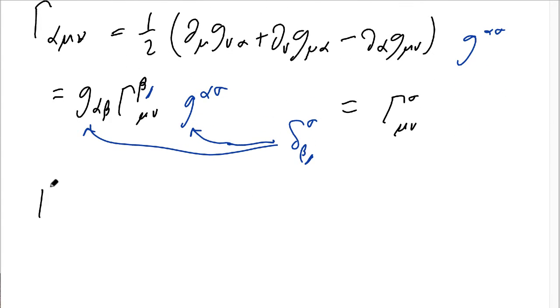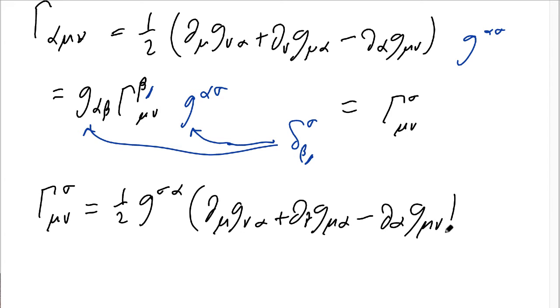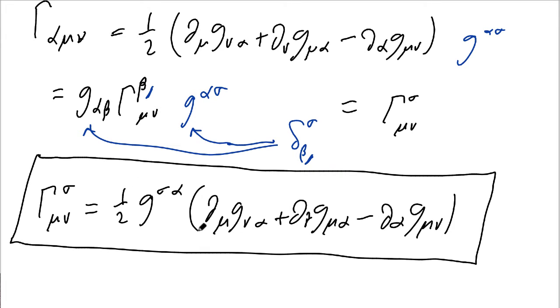Okay, so let's put all that together. We find gamma sigma mu nu is equal to 1/2 g, I'll write that term first, and since the inverse metric is symmetric, I'm going to swap the indices here and write sigma alpha times partial mu g nu alpha plus partial nu g mu alpha minus partial alpha g mu nu. So here is our final result. These are the Christoffel symbols written explicitly in terms of the metric and derivatives of the metric.